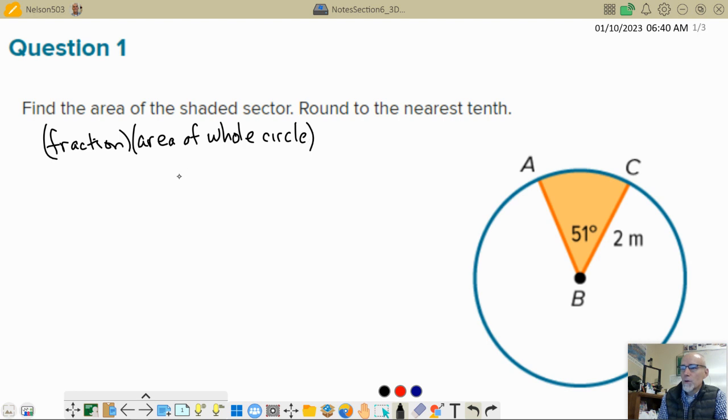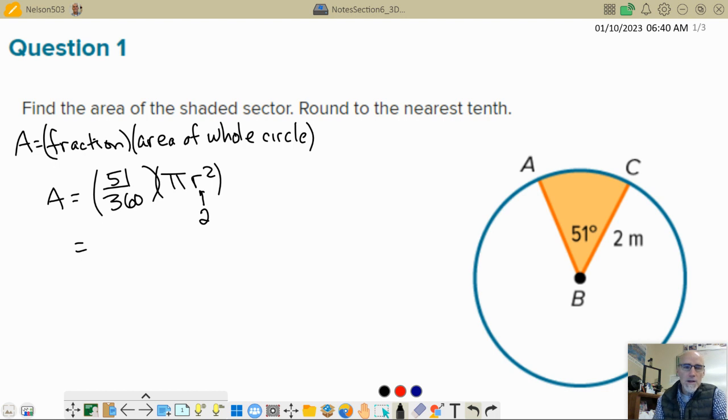What's the area of the whole circle? Well, it's pi r squared. And then the fraction is something out of 360. So what angle do we have out of 360? Well, it's 51 degrees. Definitely some Desmos needed here. So the area, let's put A for area, is equal to this formula. Oh, we're going to plug in 2. Shoot, I should have done that right away. I'm going to plug 2 right there.